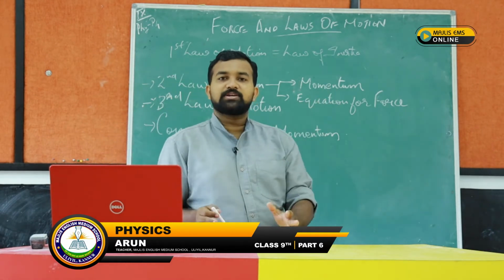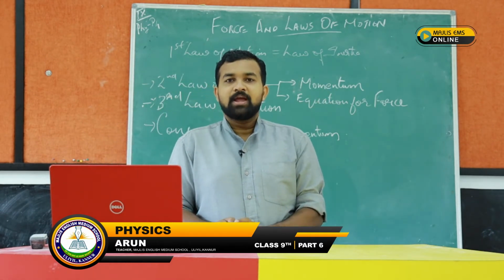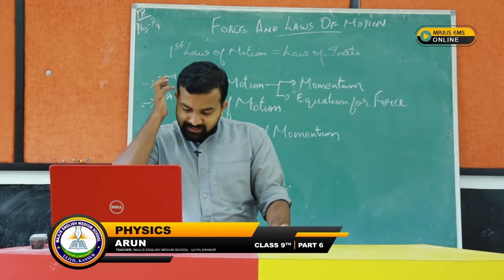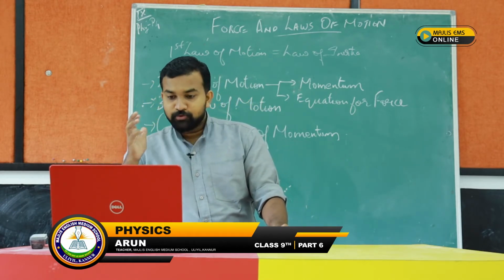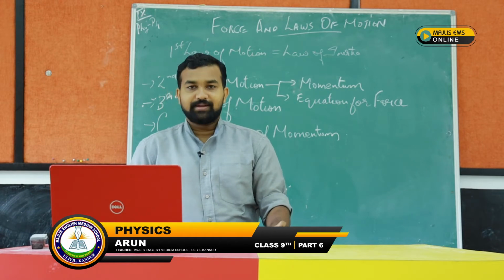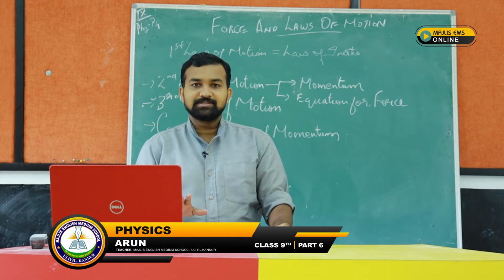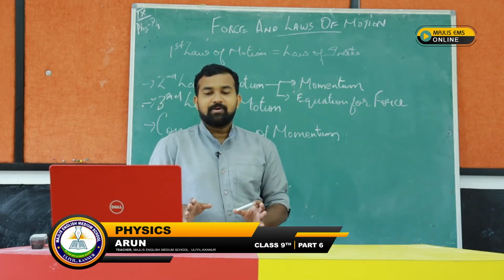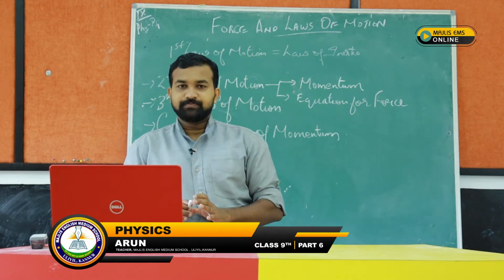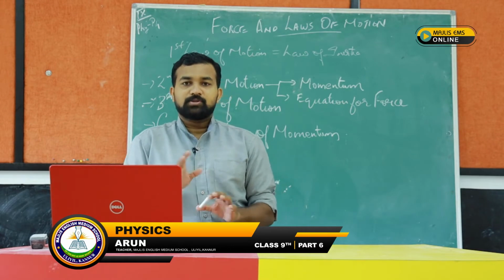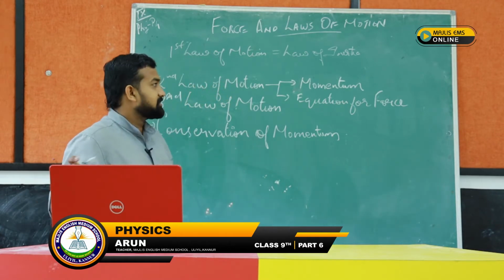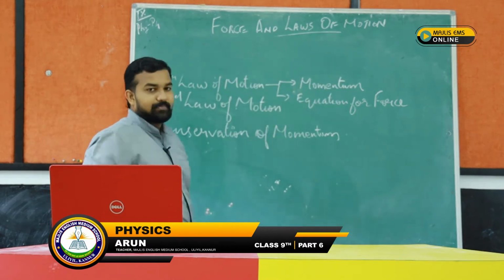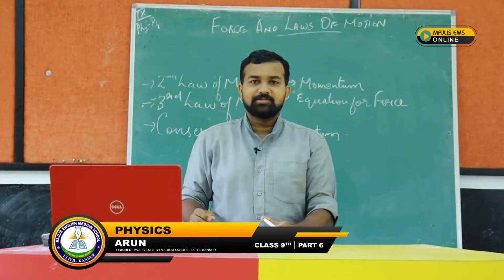And what is the law of inertia, or what is the first law of motion? Any object will remain in its state of rest or of uniform motion in a straight line unless it is acted upon by an external unbalanced force. Clear? Okay, so that is the first law of motion. We have discussed the first law of motion and the law of inertia. Isn't it easy? Is there any confusion regarding this?